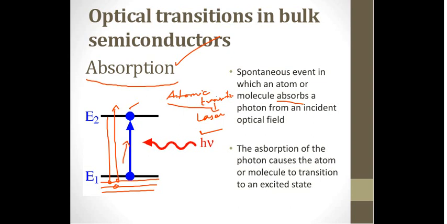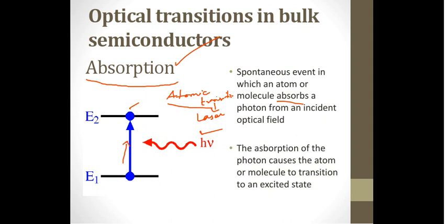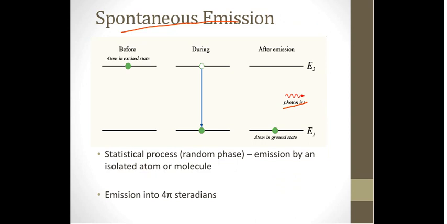And some other electrons can even occupy an even higher state in the conduction band energy. So these possibilities are there during the absorption. And we have the follow-up of spontaneous emission too. It is a statistical process, a random phase. Randomly this takes place.